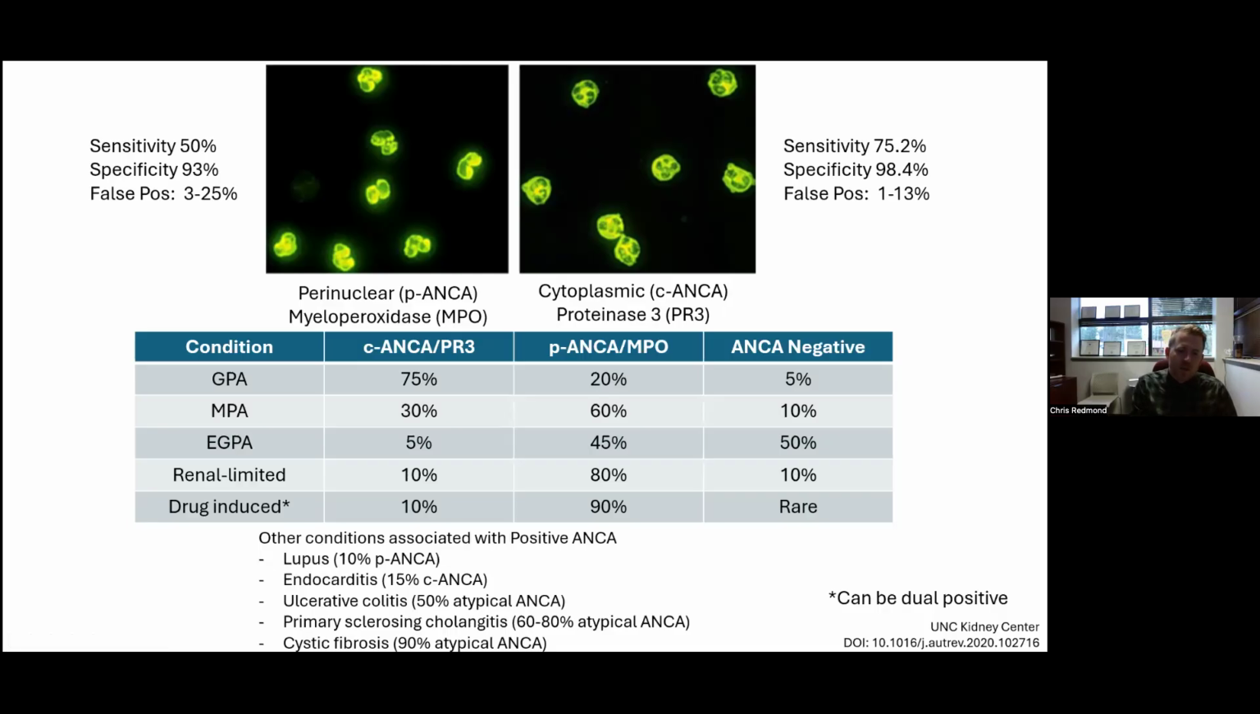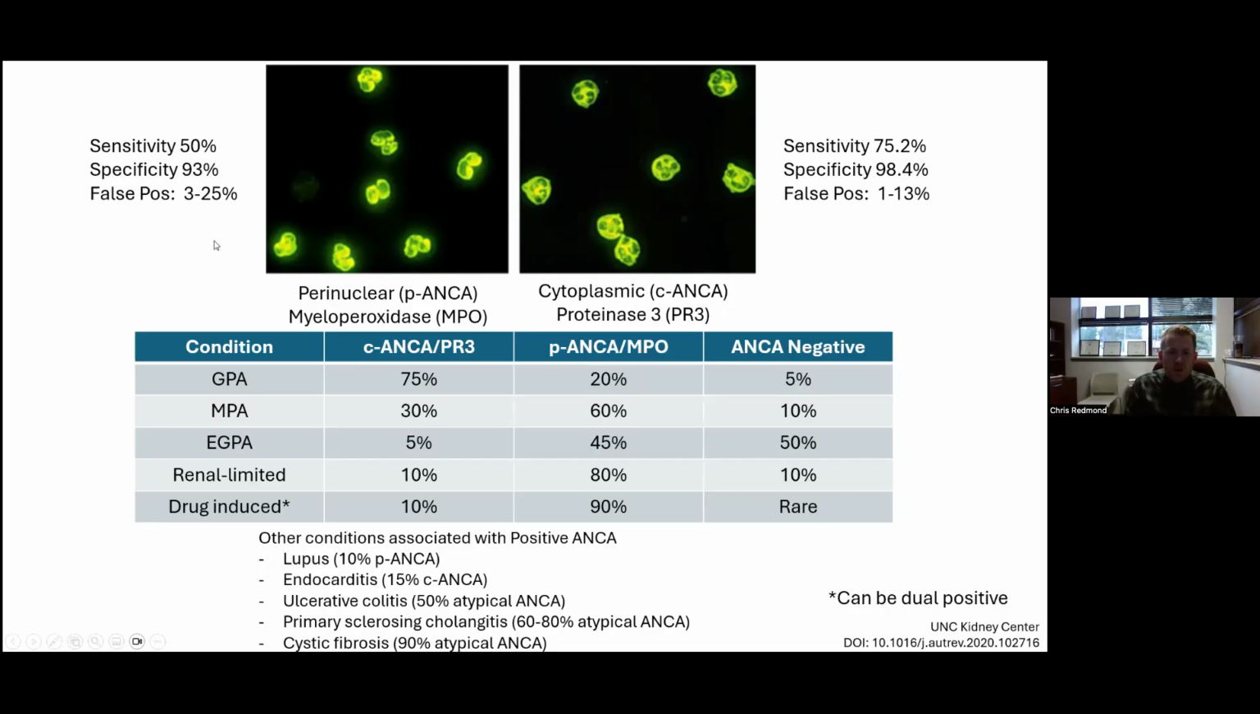In terms of MPO or PR3, that's an ELISA, to figure out exactly what specific protein the antibodies are directed against. You can see here the specificity is relatively high for C-ANCA and P-ANCA, but you can have ANCA-negative vasculitis as well, which is usually diagnosed by biopsy or clinical symptoms. So a negative ANCA does not rule it out by any chance.